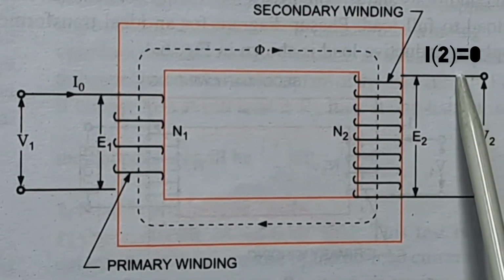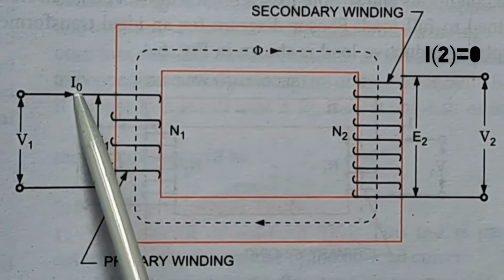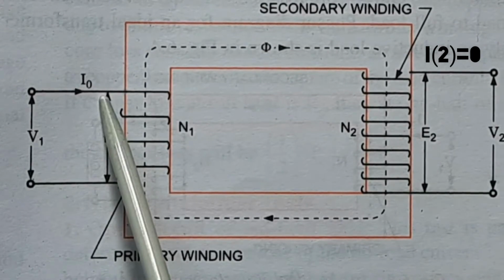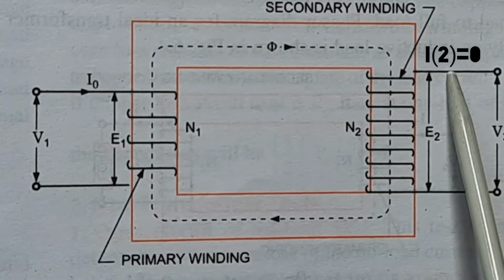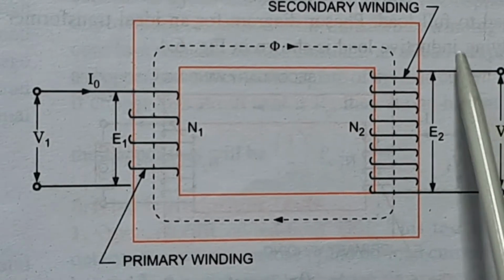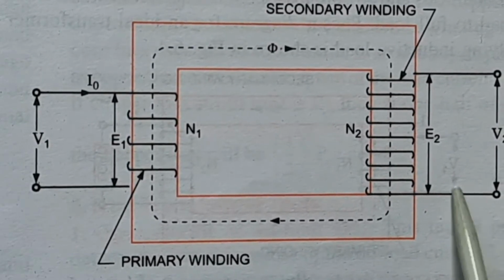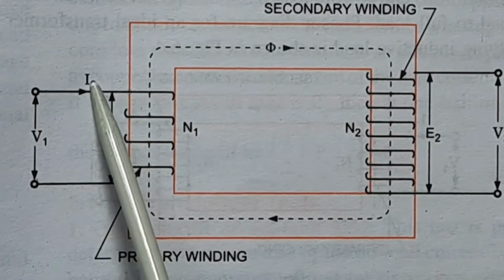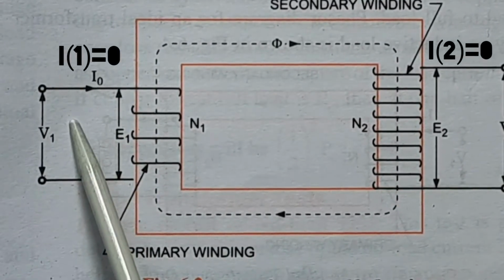Also, we must know this, that it is the secondary current which causes the primary current to flow. You must remember one fundamental, that current is always drawn from the load side. If current is drawn on the load side, that is secondary I2 is there, then this causes the primary current to flow. So I2 is 0 and I1 is also 0.